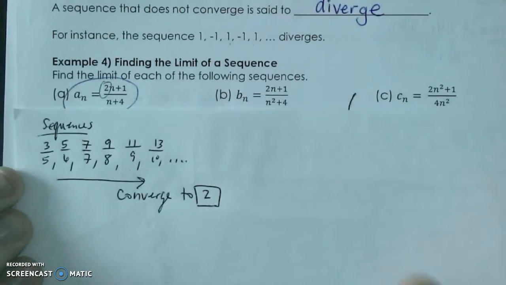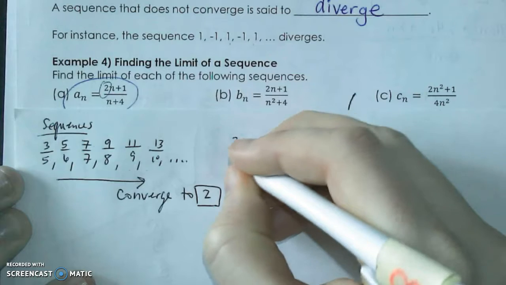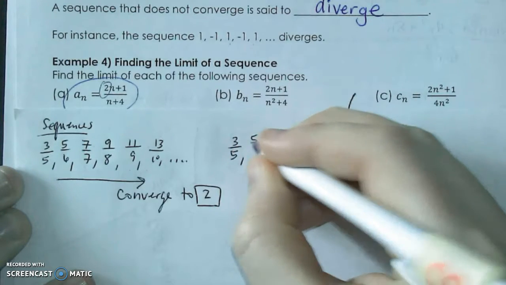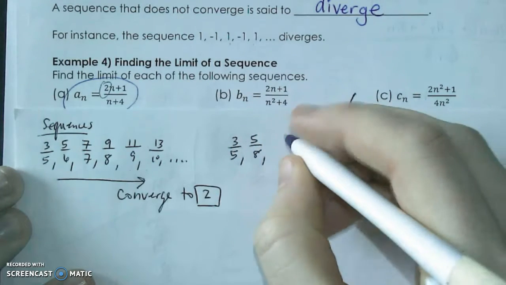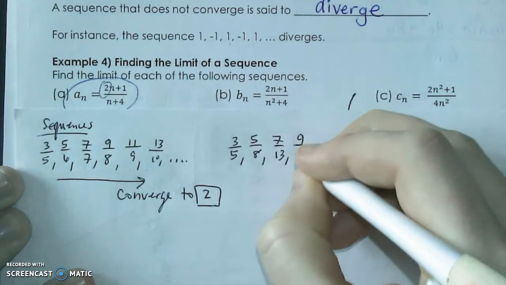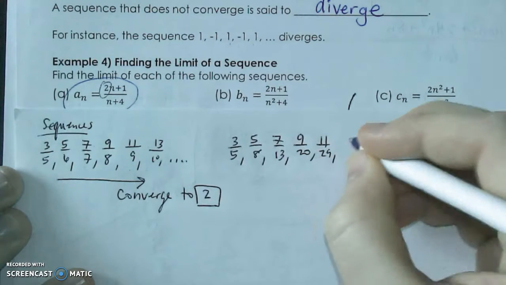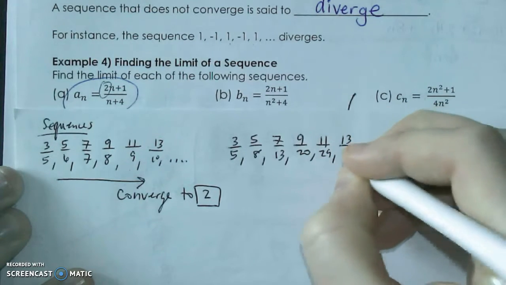Let's do the same thing with B. So if I plug in 1, I get 3/5. 2 gives me 5/8. 3 gives me 7/13. 4 is 9/20. 5 is 11 over 29. And 6 is 13 over 40.